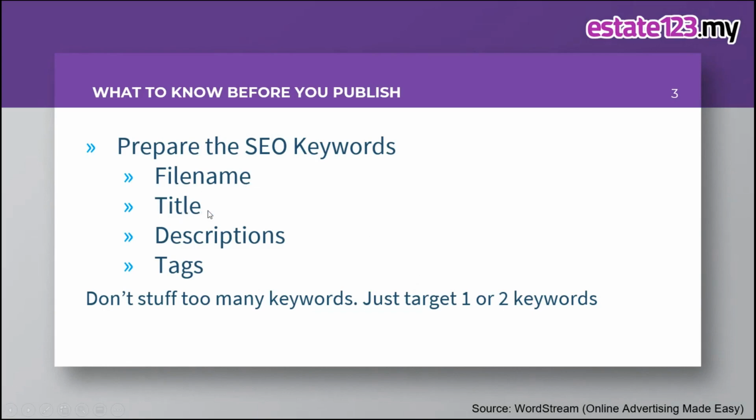Next, once you have the file renamed, make sure you already have an idea what title you want to use. In the title as well, do make sure that you put in one or two keywords in that video title. Okay. And next is the description. The description is where you can explain about the video that you're uploading. In the description itself, you should also put in some of the keywords that you mentioned in your title, and also the tags.